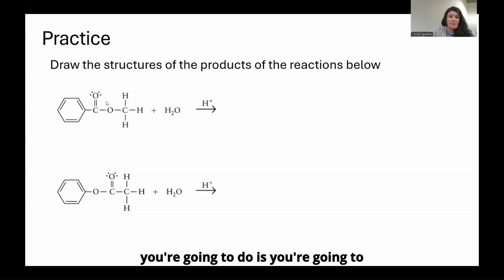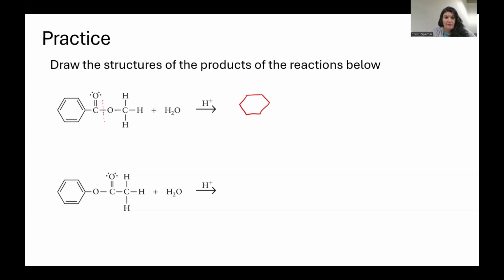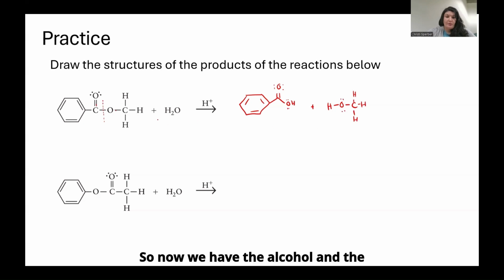So the first thing you're going to do is break the bond between the carbonyl carbon and the heteroatom. The carbonyl carbon is going to become the carboxylic acid. So I'm going to draw that out. And then you add a hydrogen to the heteroatom to make an alcohol. So now we have the alcohol and the carboxylic acid.